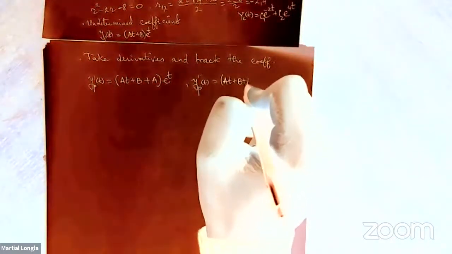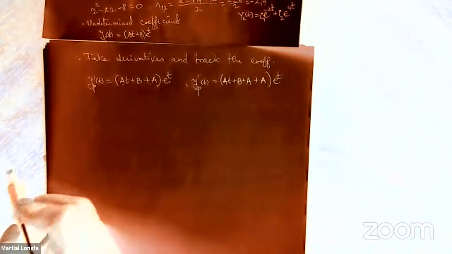Then you take the second derivative. Again, derivative of e to the t is 1 times that. So that is (at plus b) plus a plus derivative of this times e to the t, it's a e to the t. That's it. Now we track the coefficients of the functions that we see. What are the functions here? e to the t and t e to the t, that's all. So that's t e to the t, e to the t, and we want to track these coefficients along the equation.